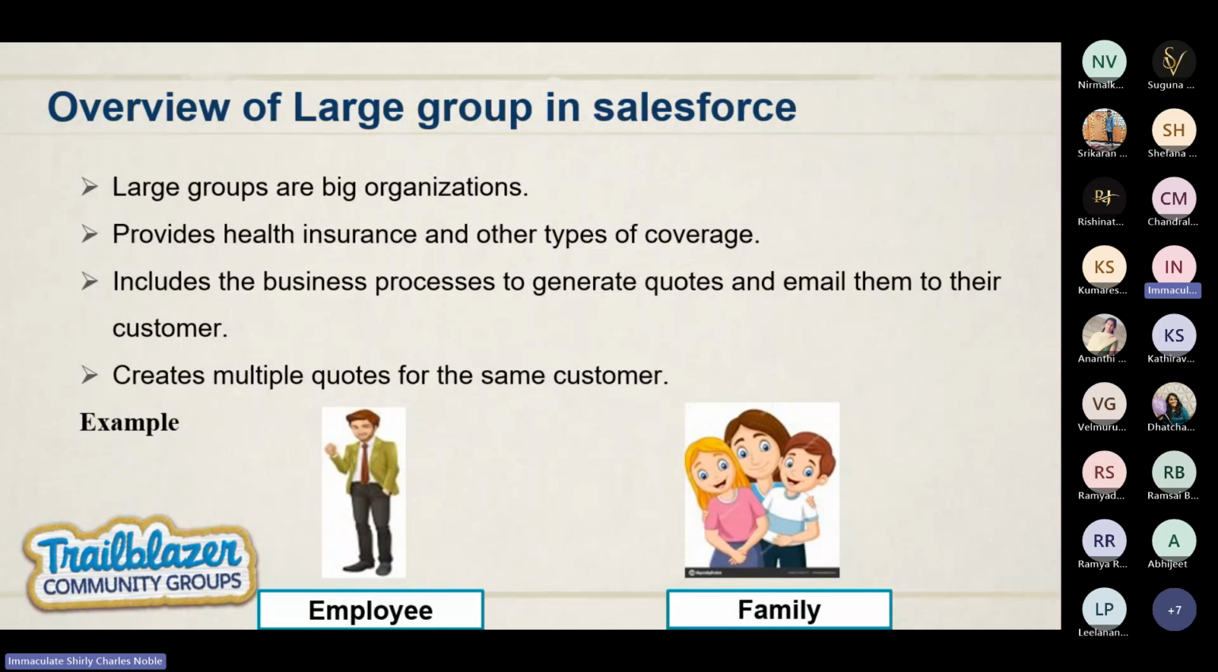This business process helps you to generate quotes and email them to the customers. It has additional benefits, like we can create multiple quotes for the same customer also. For example, if there is an employee in an organization with one spouse and two children, the insurance amount will cover that employee and also his dependents, that is his spouse and two children. In the same way, the large group quote will cover insurance for all the employees and the dependents in their organization.